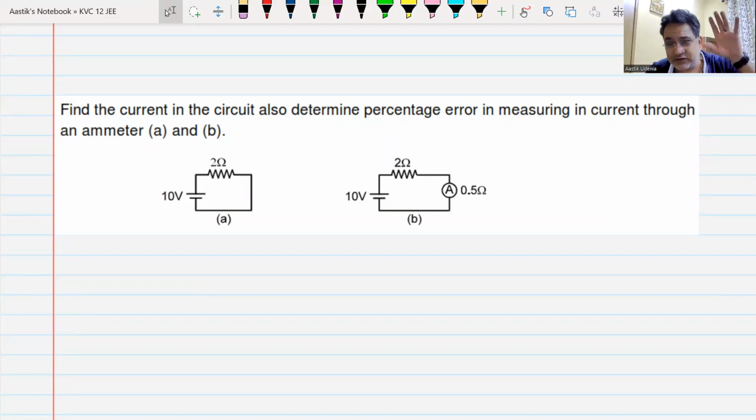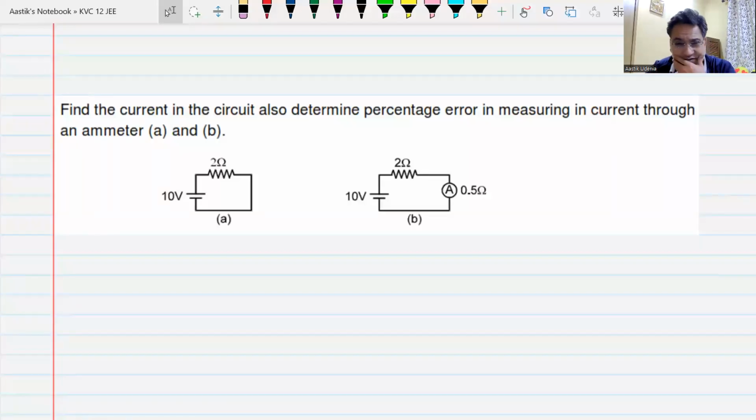On the left hand side, you have the original circuit and you will have the original current. On the right hand side, you have an ammeter connected, but this ammeter has a resistance. So it will change the current. You have to find the percentage error. 0.5 ohms is the resistance of the ammeter. You have to find out how much is the percentage error. I hope that you can do this in at least 1 or 2 minutes, the time that I give you. Hopefully, I'll get an answer quickly.